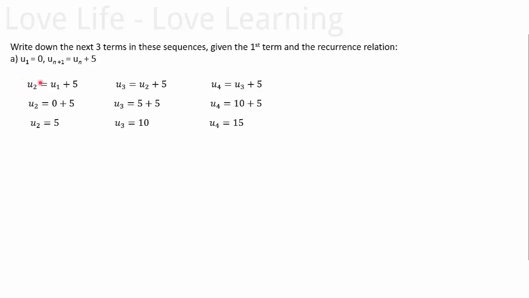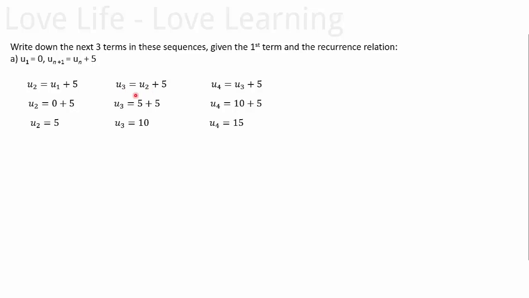Now in this first problem we can see that un plus 1 is equal to un plus 5. If we replace that with the second term, u2, we find that u2 is equal to u1 plus 5. This of course is un plus 1. So we have the value of u1 is equal to 0, and we have u2 is equal to 0 plus 5, giving 5.